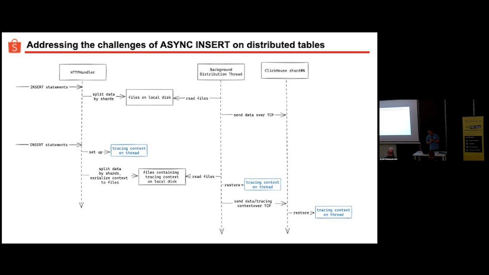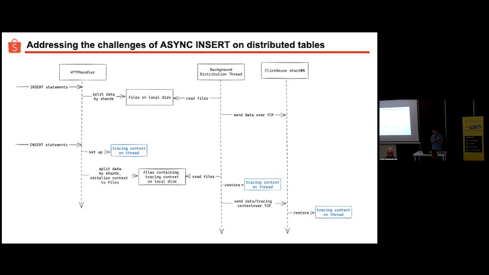For the async insert, things are different because ClickHouse uses disk files for data swapping. So when an insert comes into ClickHouse, it will first split the data according to the sharding key in the distributed table and save this data in files too. So what we have to do is make sure the tracing context is correctly saved, so that in the future processing we can restore the tracing context.